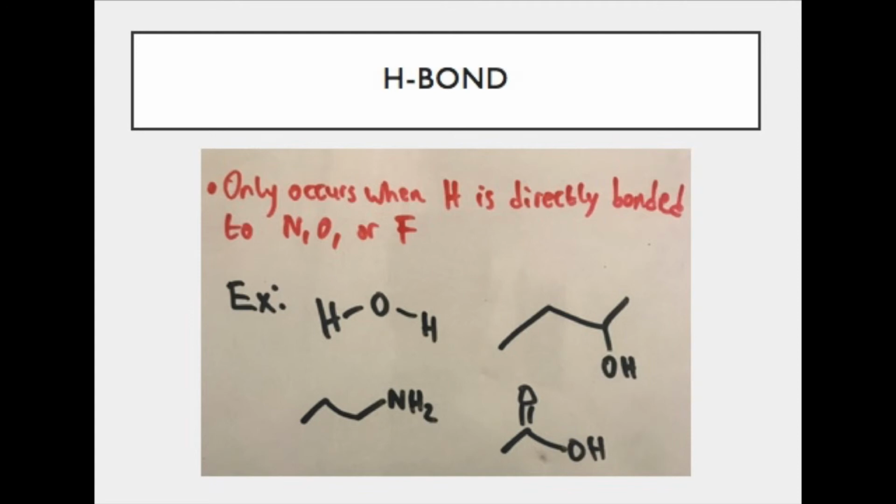And hydrogen bonding, very important to remember, only occurs when hydrogen is directly bonded to nitrogen, oxygen, and fluorine. And down below, you can see a couple of examples of different hydrogen bonding. Hydrogen bonding will be prevalent in any molecules that have an OH or alcohol. Amines are also prevalent. Carboxylic acids are going to have hydrogen bonding. And there are other cases as well.